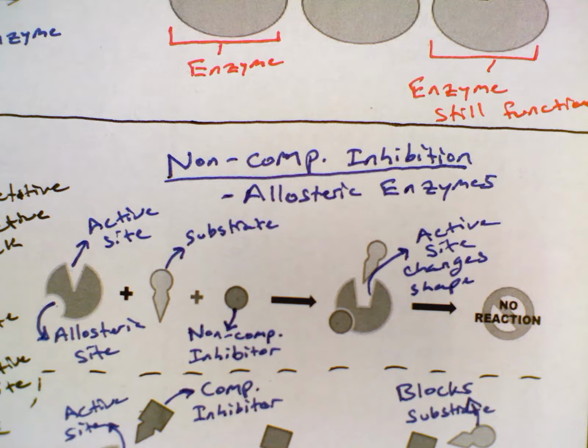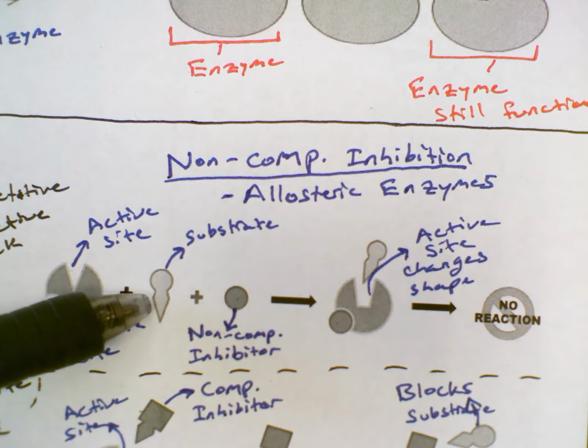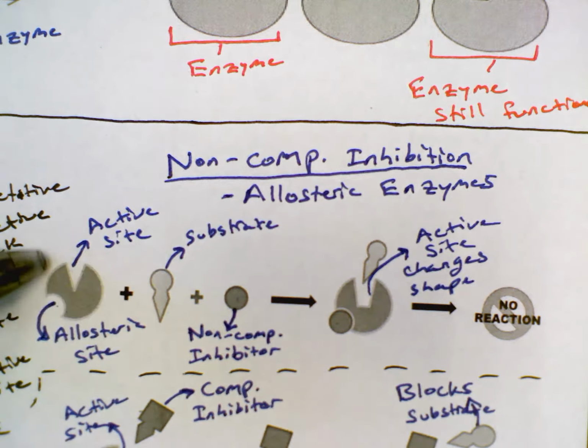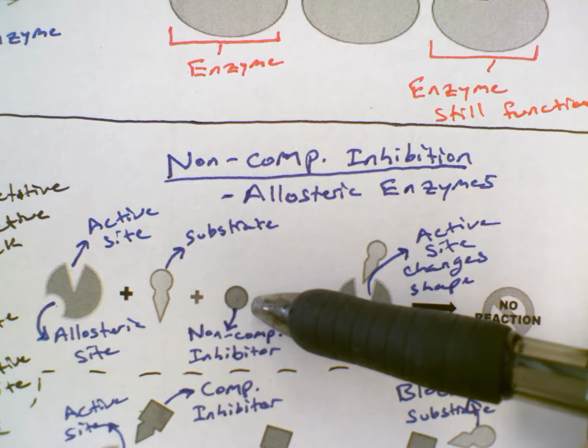Allosteric. So non-competitive inhibition makes up enzymes that are called allosteric enzymes. And what we see with these enzymes is that not only do they have a spot to bind to whatever you're trying to break down, but they also have a separate site called an allosteric site that is going to be able to be bound with an inhibitor, a non-competitive inhibitor.